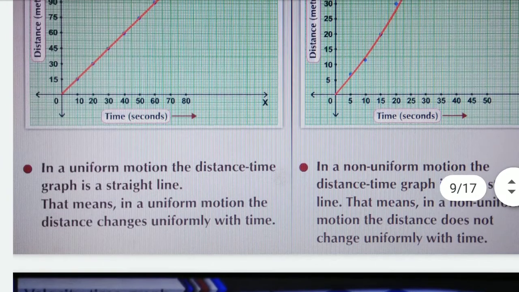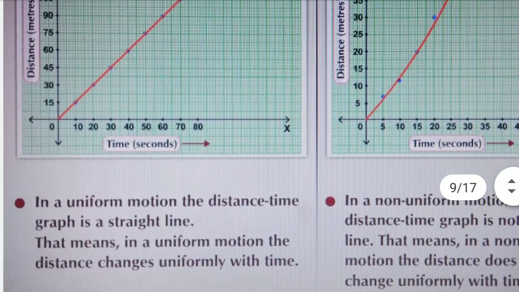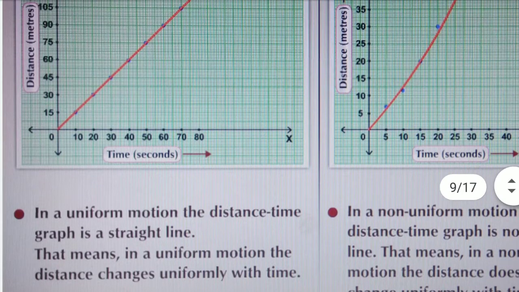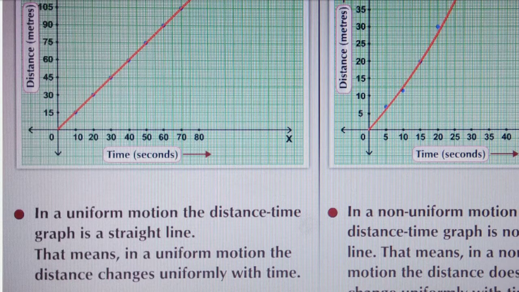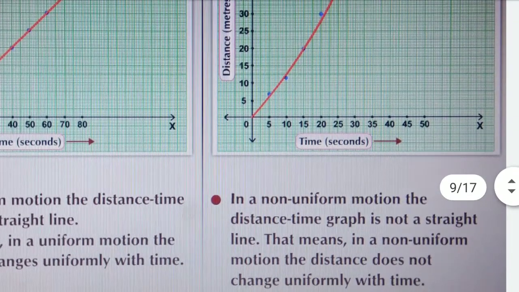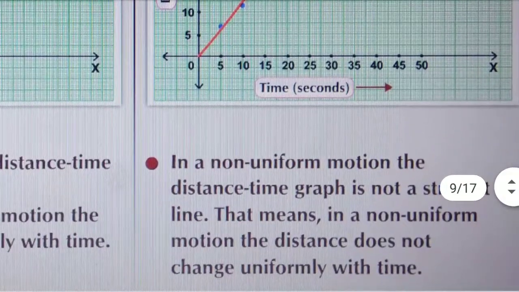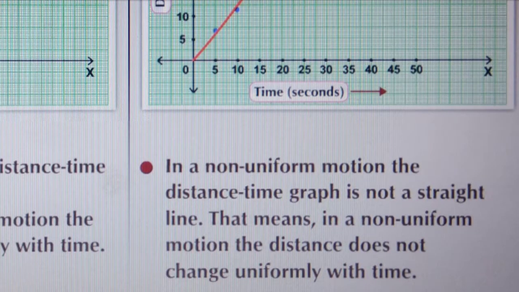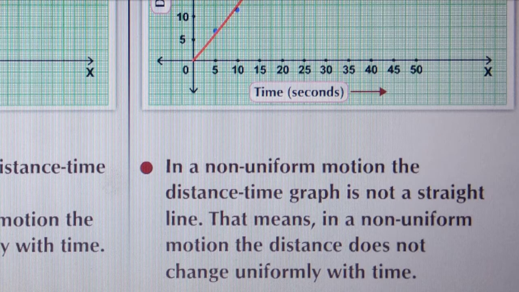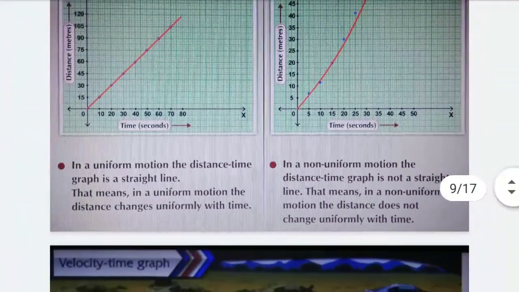Observe the explanation below the graph. In a uniform motion, the distance time graph is a straight line. That means in a uniform motion, the distance changes uniformly with time. As time goes on increasing, in the same proportion, distance also changes in the uniform motion. But in non-uniform motion, the distance time graph is not a straight line. That means in a non-uniform motion, the distance does not change uniformly with time.